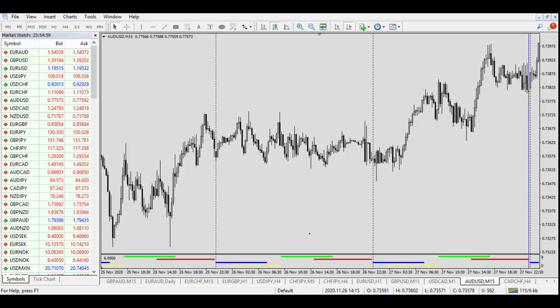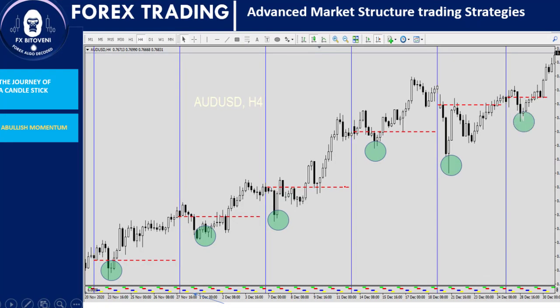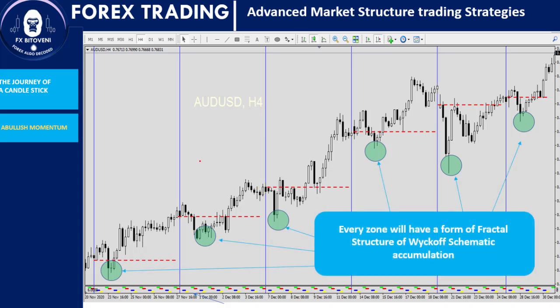Now you may have more questions, I know. But if you focus on these levels, I didn't want to go into details, guys, because I want to show you how to scan the market and follow the trend very smartly without much ado, right? So understand that every zone will have a form of fractal structure of Wyckoff schematic accumulation. I didn't want to teach Wyckoff right now. That was not part of this video. I didn't want to teach you how to make entries. What I want to show you is the zones, how to scan the market and know the right zone and what you should be expecting.